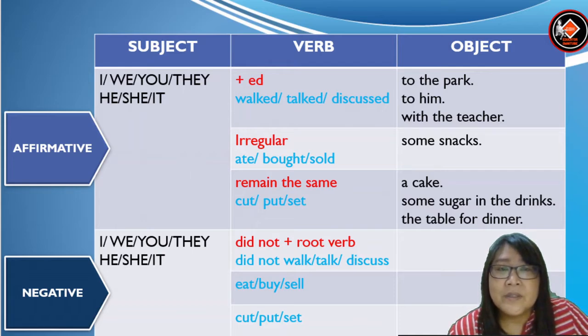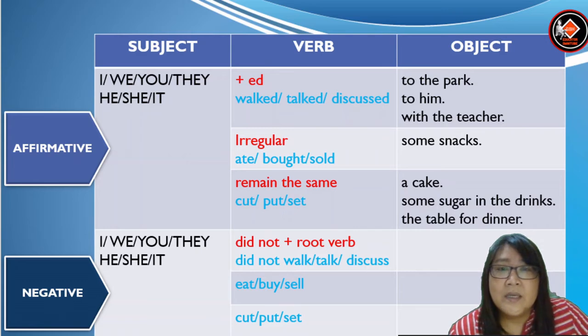And there is another one which is irregular verbs. You have, for example, ate, bought, sold. And then there are verbs that remain the same, such as cut, put, or set. For example, you can say, I walked to the park. We talked to him. They discussed with the teacher. Or you can use the irregular. For example, I ate some snacks. She ate some snack. It ate some snack.